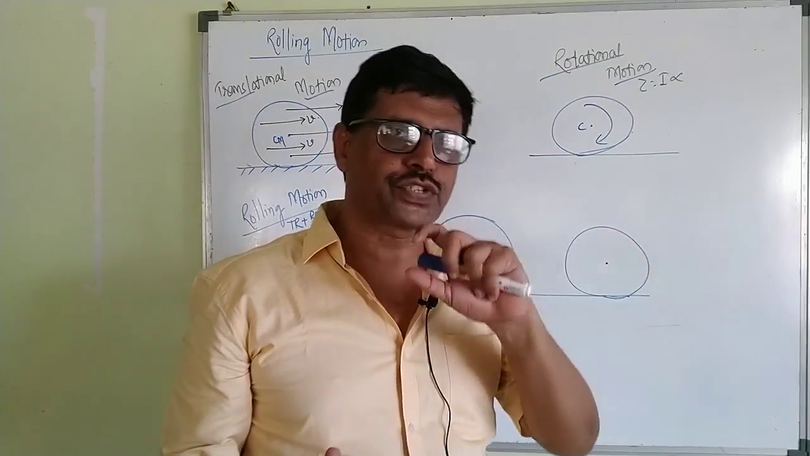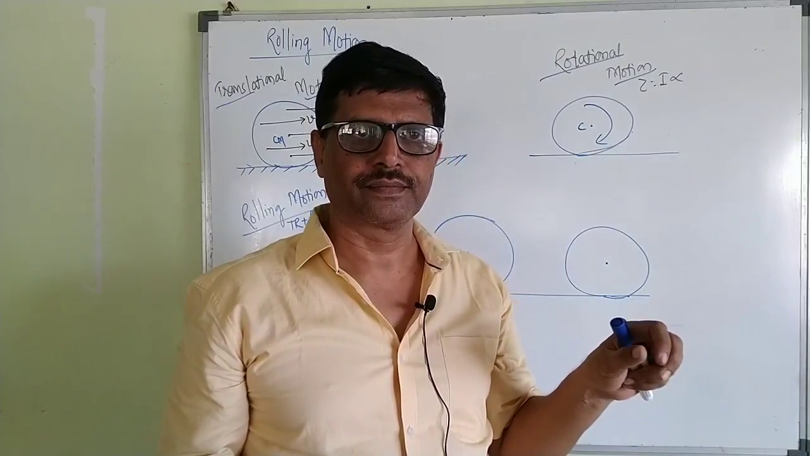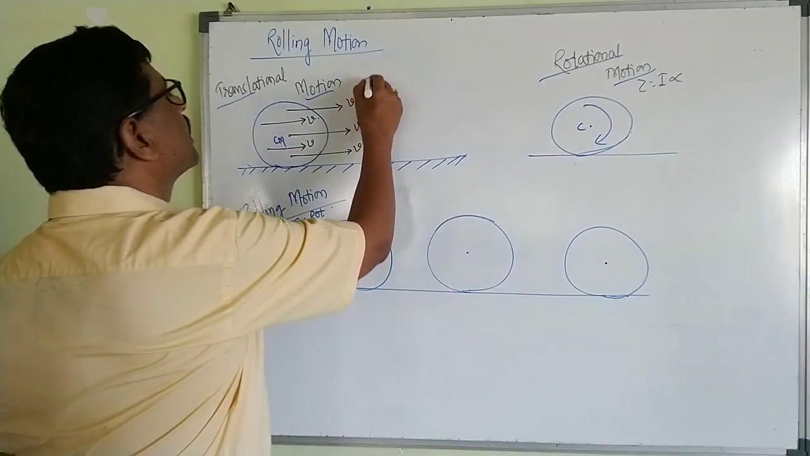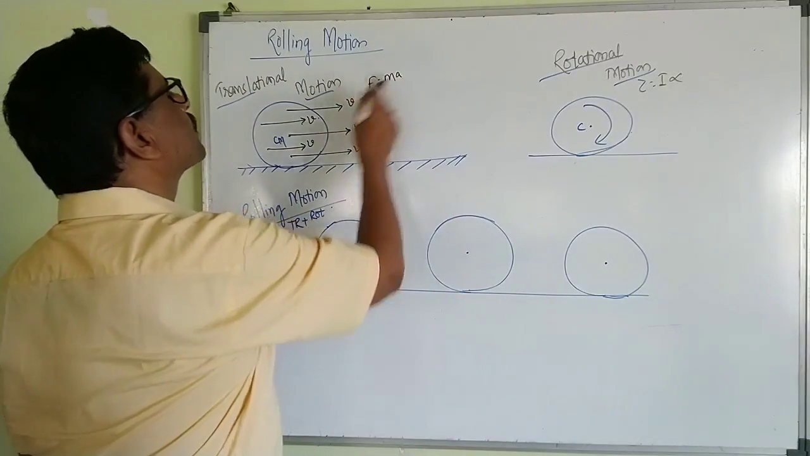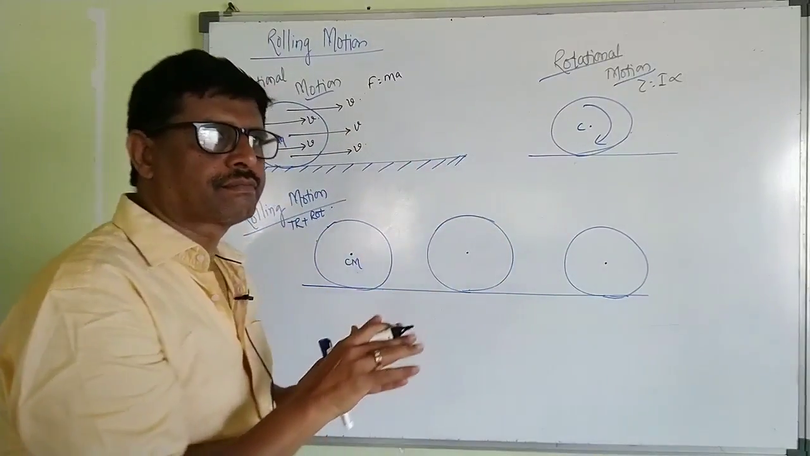What is the importance of translational motion? It moves with constant velocity, and all the particles have the same velocity. If there is a change of velocity by the application of an external force, the acceleration of all the particles will be the same. They are accelerating at the same rate.